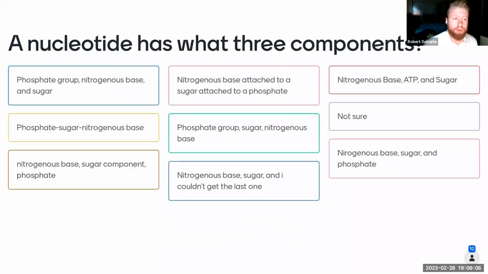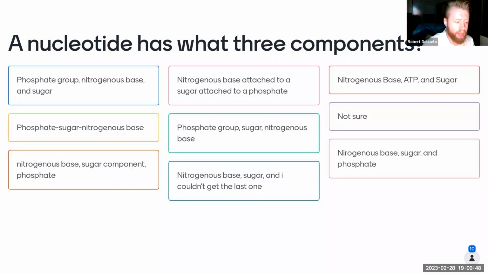And then lastly, we have this mid-lecture question: a nucleotide has what three components? So we've got phosphate, nitrogenous base, and sugar, correct? Quick note here, ATP is a nucleotide. It's going to be composed of a nitrogenous base, a sugar, and phosphates. Not sure, thank you for the honesty. Hopefully this clears it up for you. I like this answer in particular that says phosphate, hyphen, sugar, hyphen, nitrogenous base, because I stressed it will always come in that order. You'll have phosphate, sugar, nitrogenous base.